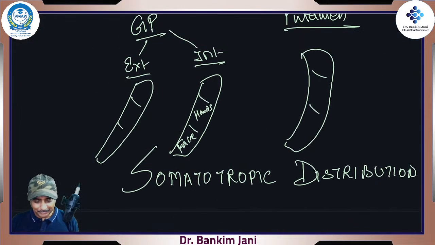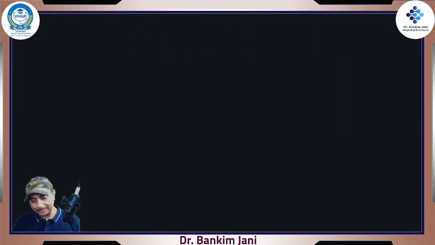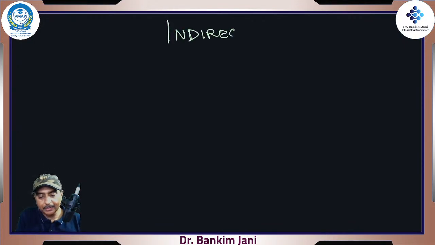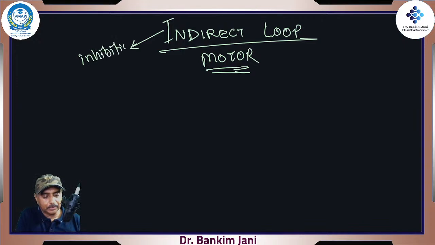Okay, so this is what we were talking about, the somatotopic distribution. As we have talked about direct, let's finish the topic with indirect. So this is now the indirect loop, the indirect loop for motor. Why strain ourselves? I is for inhibition. So this loop will do what?